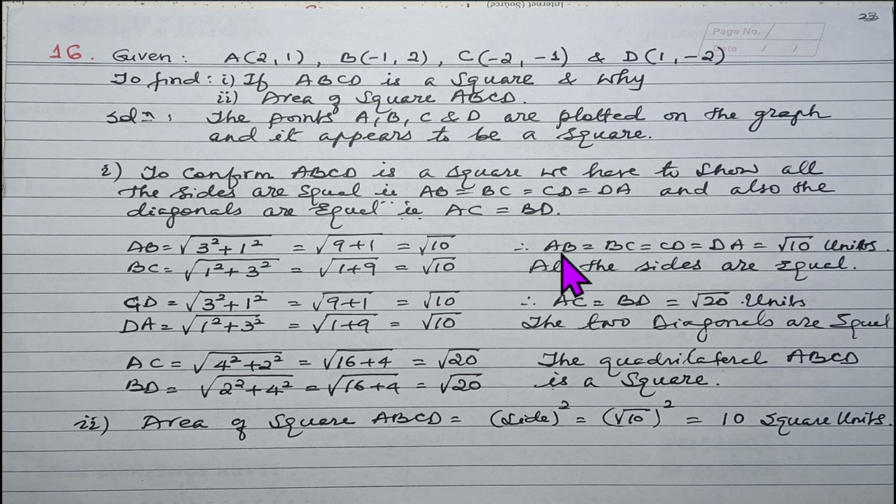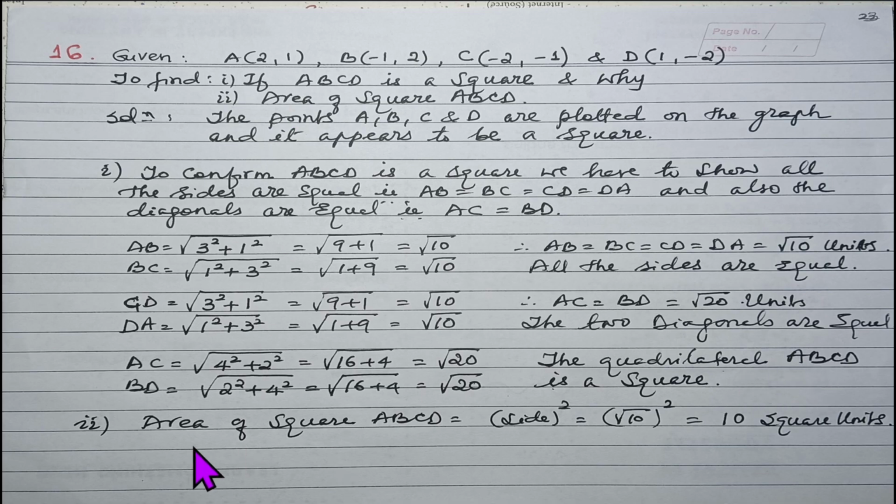Now we have confirmed that the four sides are equal, that is AB = BC = CD = DA = root 10 units, and also that the diagonals AC = BD = root 20 units. That means the diagonals are equal. Since all four sides are equal and the diagonals are equal, the quadrilateral ABCD is a square, and that is confirmed.